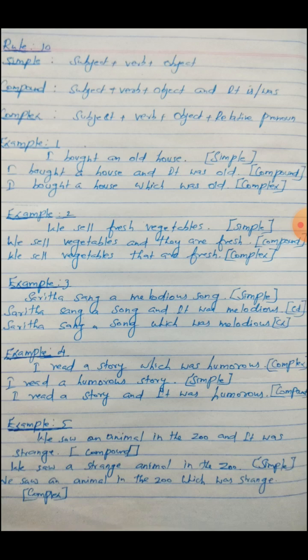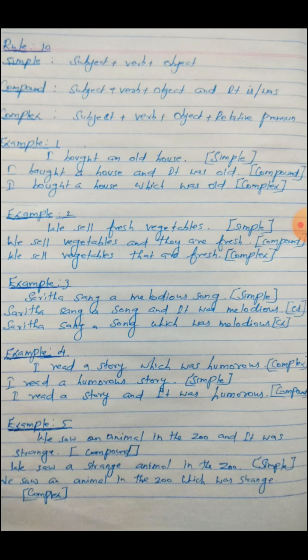So a simple sentence means only one main clause. I read a humorous story. Subject, verb, object. I is the subject, read is the verb, a humorous story is the object. So I read a humorous story, that is a simple sentence. I read a story and it was humorous.